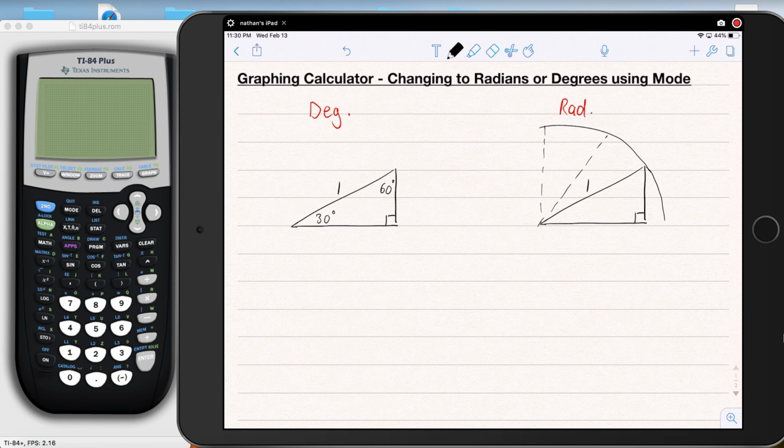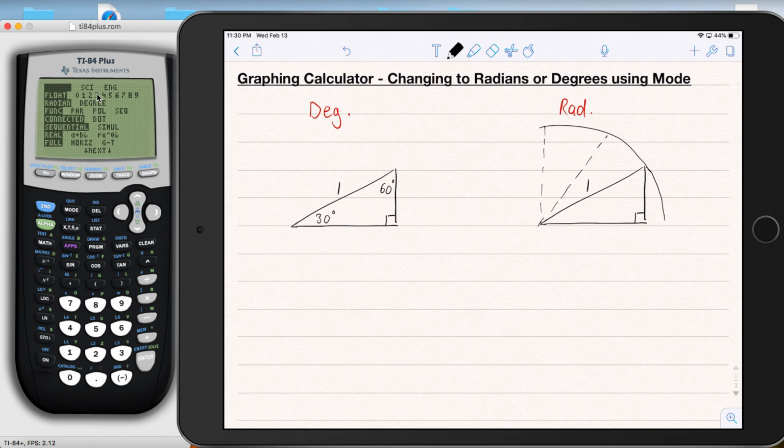About how to change from radians to degrees using a graphing calculator. Super simple. Basically, you just go to this mode command right here, turn on mode, and then you get all these different things. There's a lot of different modes you can change from, but today I just want to talk about degrees and radians. So right now you can see that radians is highlighted over here.